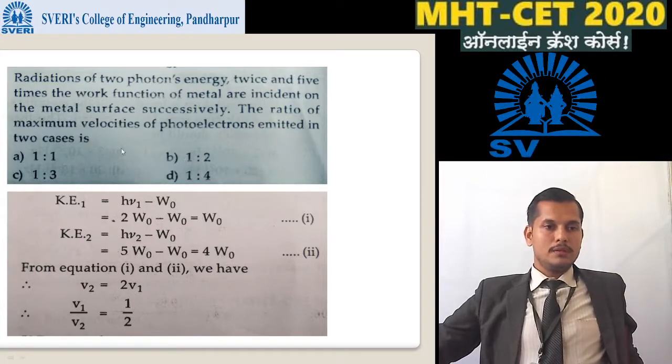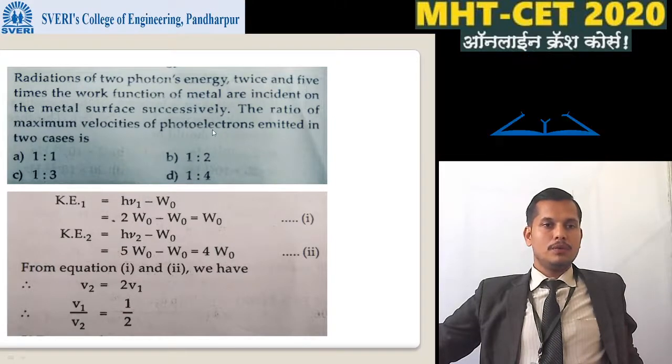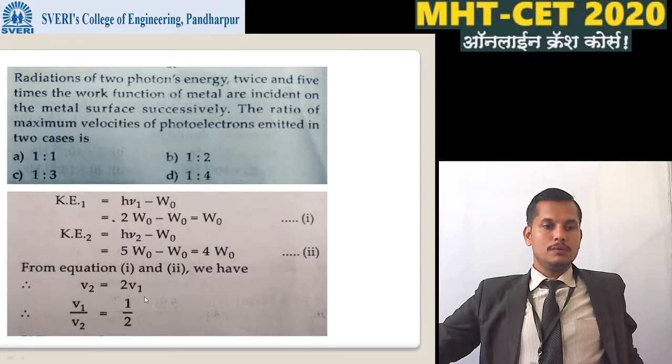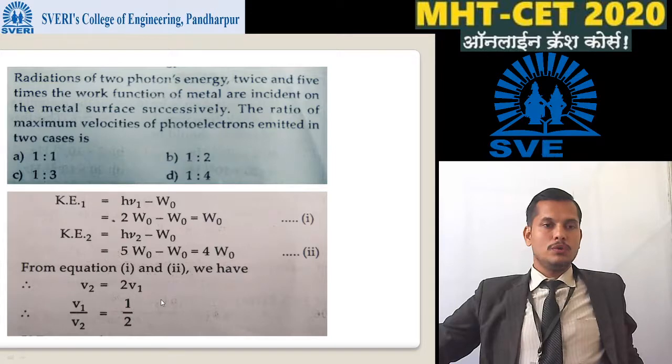So if we compare, that's kinetic energy 1 and kinetic energy 2. The given values are twice and 5 times the work function. If you put the values, we can get the comparative point as W0 and 4 into W0, that is work function. So from equation 1 and 2, if we compare, we can get simply V2 is equal to 2 into V1, or V1 by V2 is equal to 1 half. So from these things we can easily determine the answer.